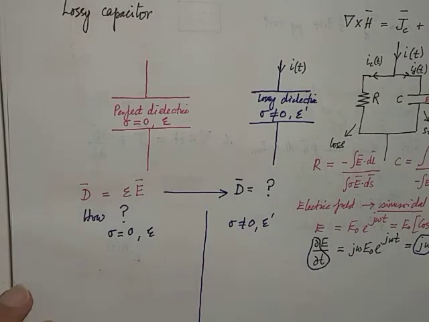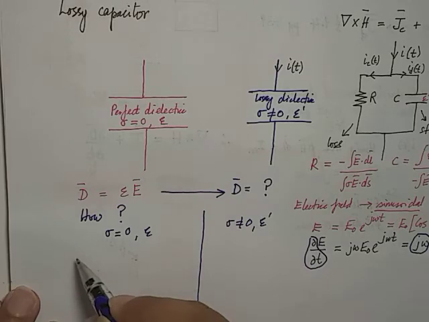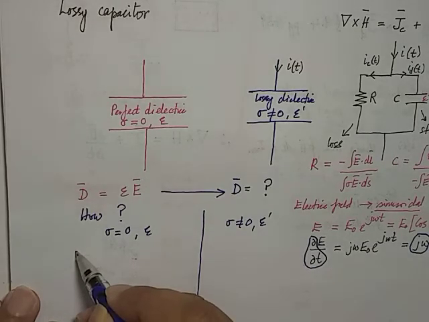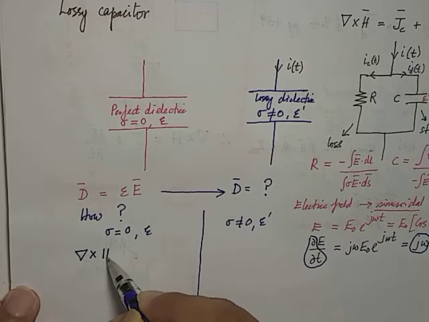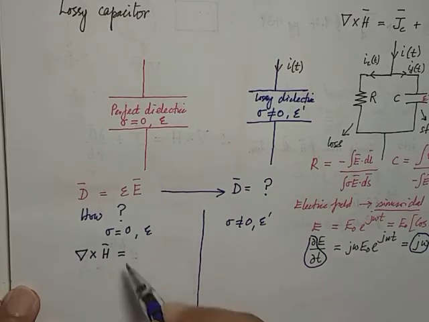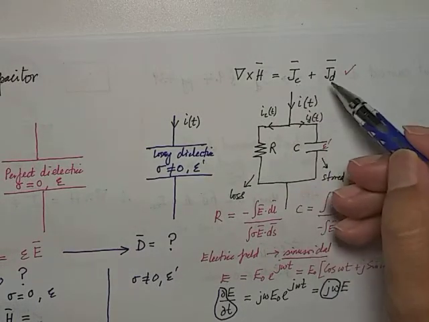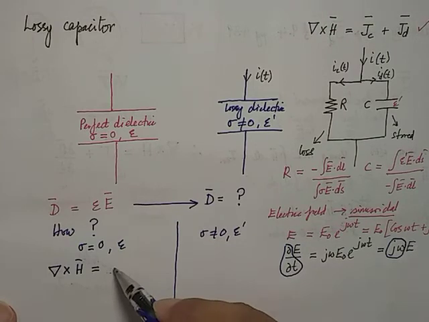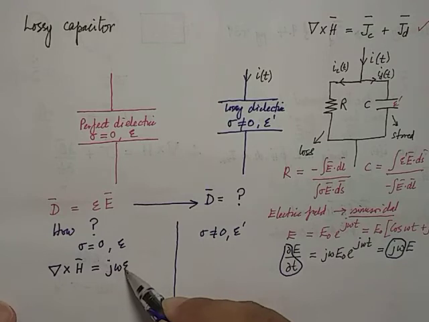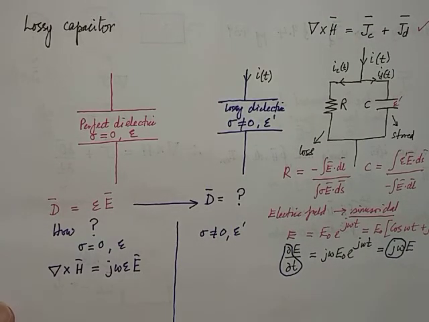Okay, so let's recall our Maxwell equation. For the first one, based on perfect dielectric, the curl of H here will be equal to JC, sigma E plus dD over dt. There's no sigma, so going to be j omega epsilon E. Do we agree?